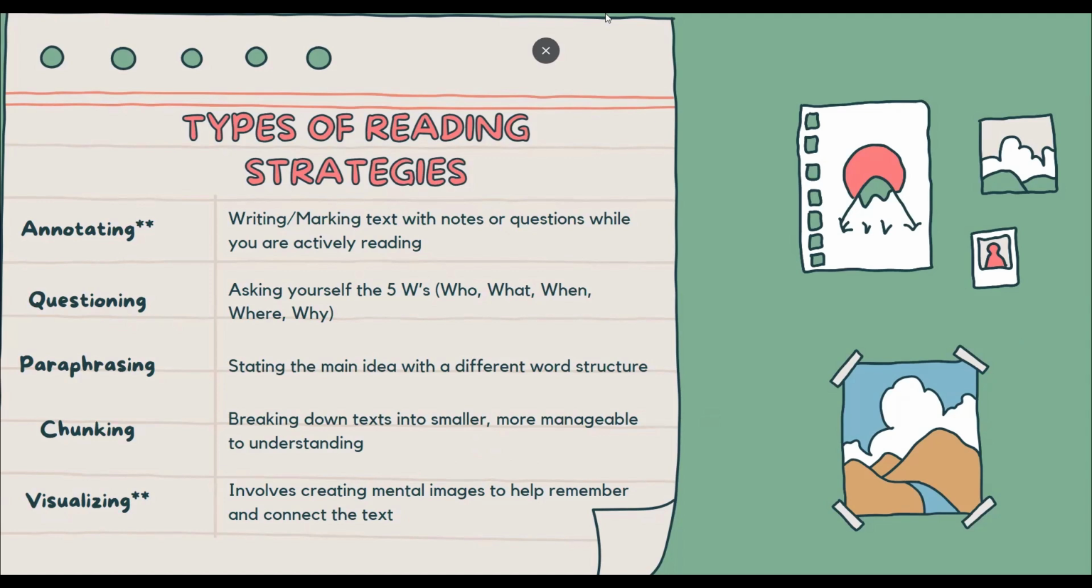Another one that I've noted and I have starred is visualizing. If you happen to be someone like me who is a visual learner, both visual and hands-on, visualizing is a really good reading strategy. You are quite literally making mental images in your head, and it helps you create a connection with the text.